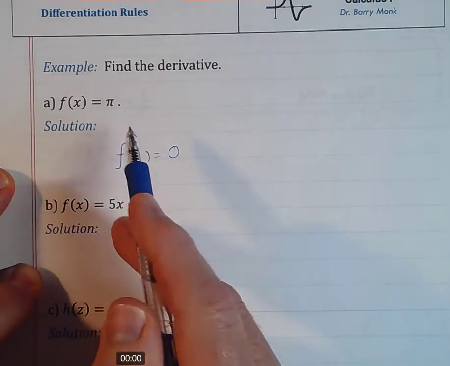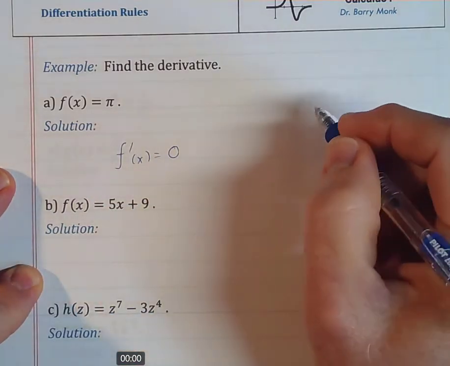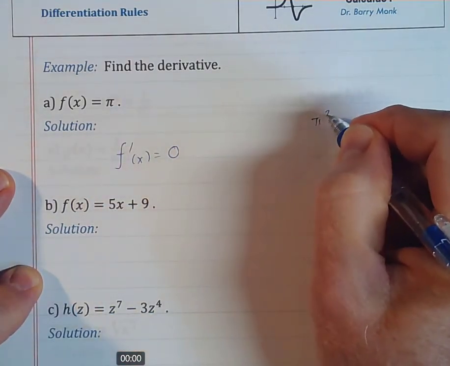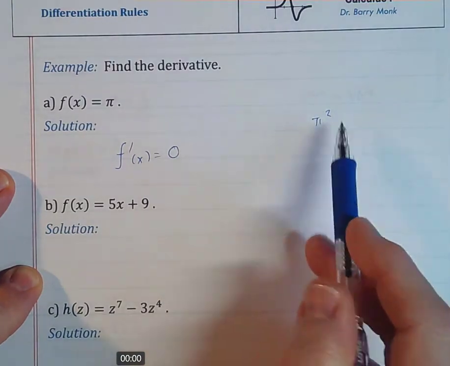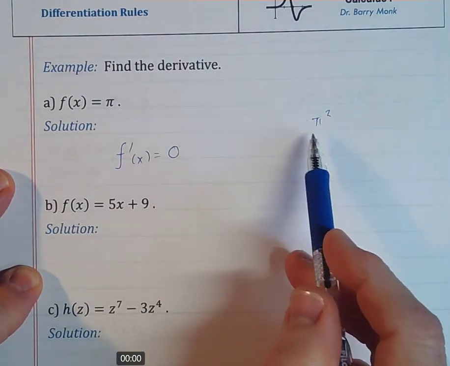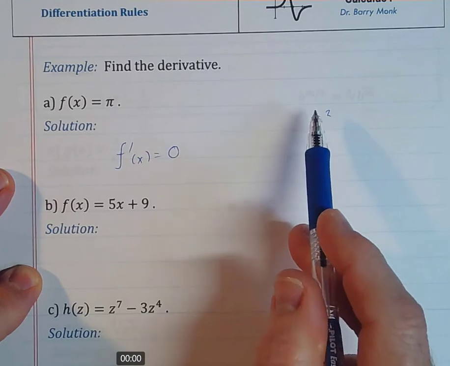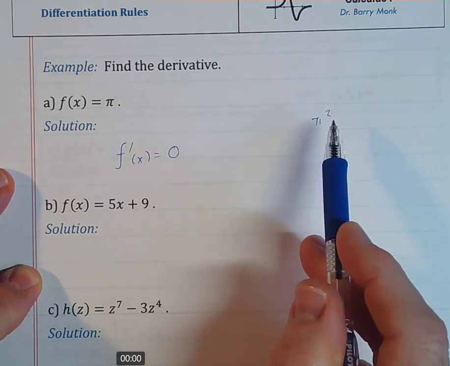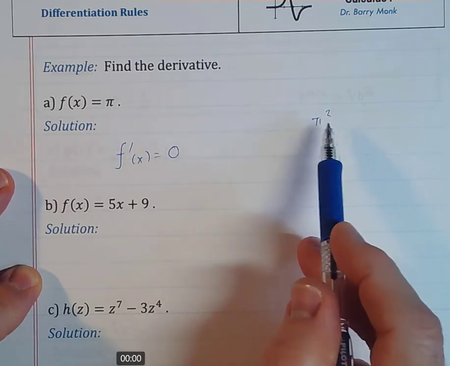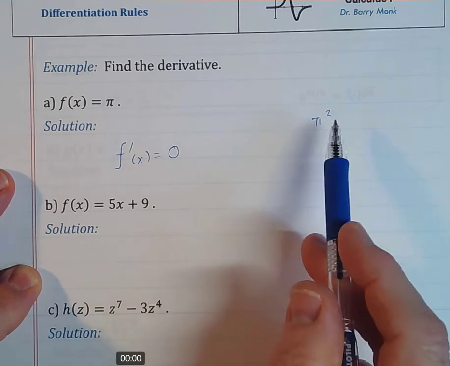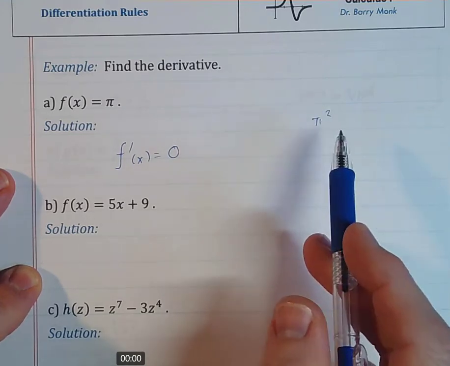Now, sometimes these can be a little bit tricky. If this was written as something like pi squared, it's easy to forget that that's also a constant. Sometimes you say, oh, I'm going to use the power rule here, but that wouldn't be right because pi squared is also a constant. So just watch out. If it's a constant, it doesn't matter if there's exponents or anything like that, the derivative would always be 0.